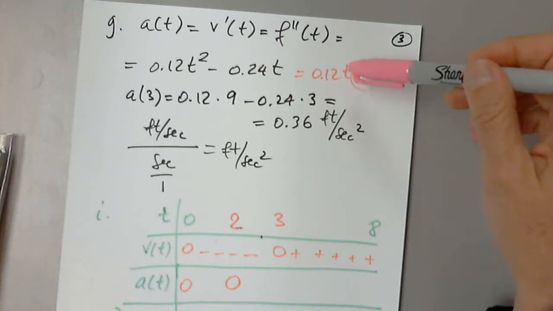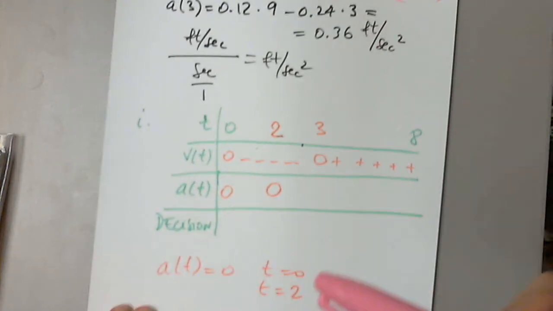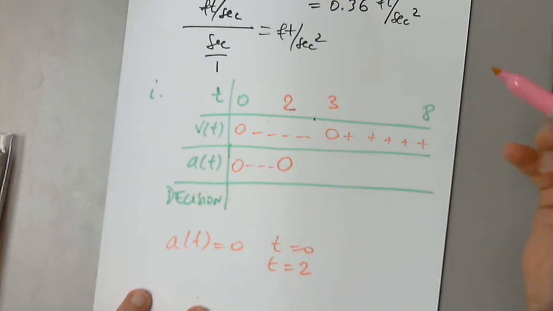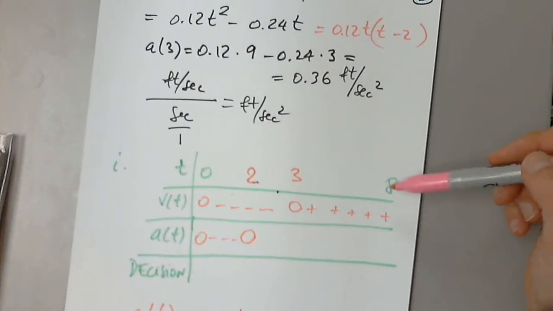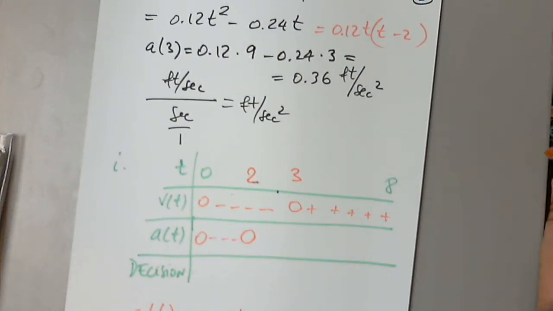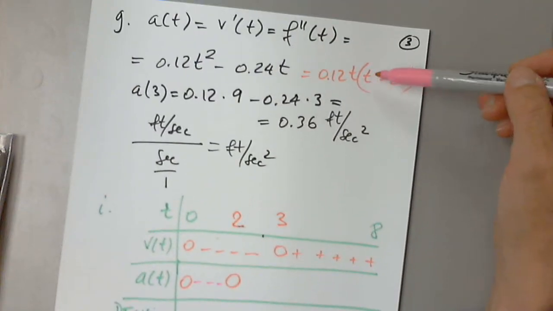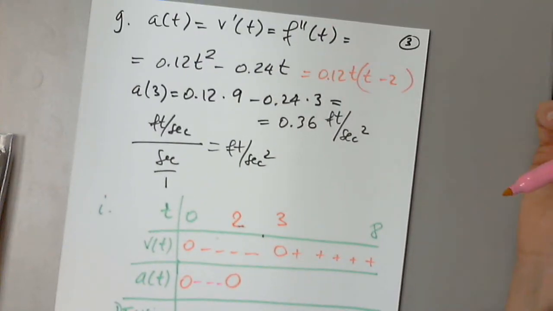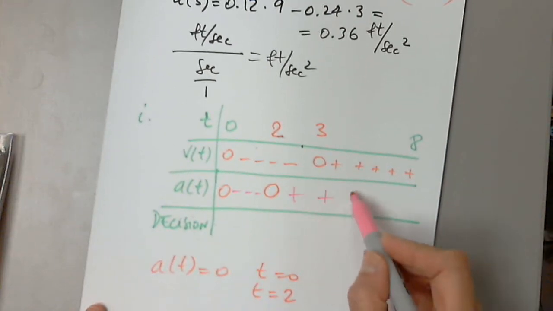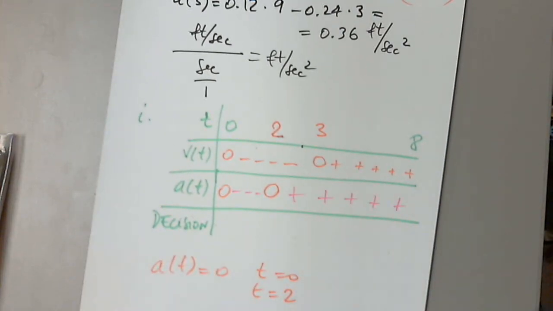Right. So positive was 1. 1 minus 2 is negative, so this is negative. Please pick a number between 2 and 8, any number you want. 8 is good, 5 is good, 5 minus 2, and 5 and 0.12. I only need the sign. Perfect. So now we are ready to make a decision.